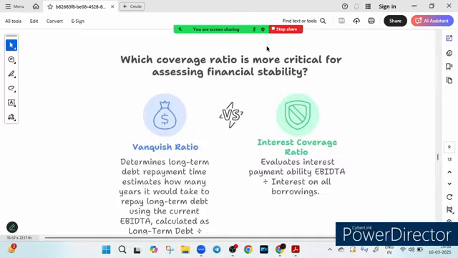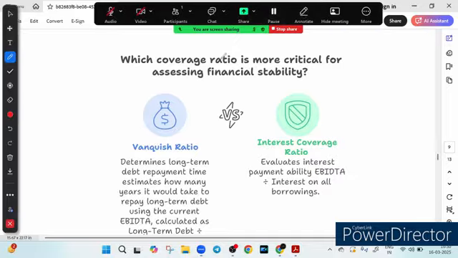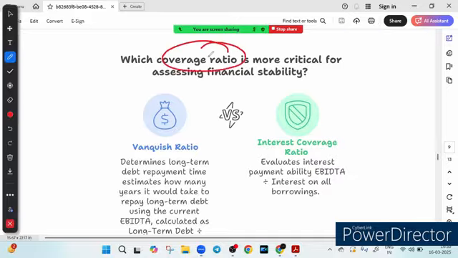Now let's talk about the so-called coverage ratio. Till now we have discussed the liquidity ratio, the profitability ratio, and the leverage ratio. Right now let's cover the coverage ratio. When it comes to assessing a company's ability to manage its debt, the key point is whether a company is able to manage the debt or not. Two key coverage ratios come into play. But which one is more crucial?